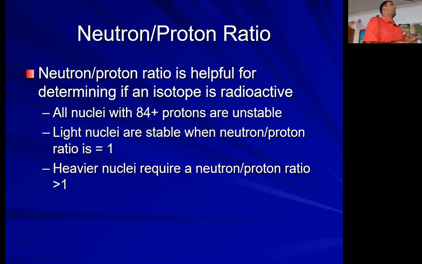Light nuclei, now here's the hard thing. There is no hard and fast rule for what's light and what's heavy, okay? It's not like the first 50 are light and 51 onward are heavy. There's really no rule on that. But light nuclei are stable when the neutron-proton ratio is 1. And you see this very often. Oxygen-16 is stable, okay?